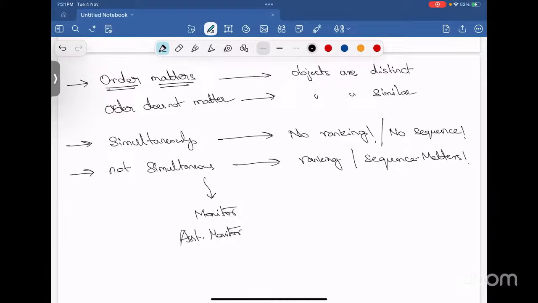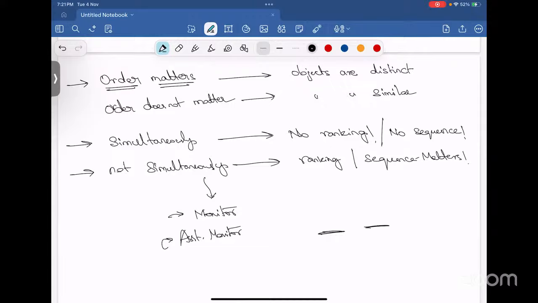Again, events occurring simultaneously or not simultaneously require at least 2 events. Here I'm going to select a monitor as well as an assistant monitor. So at least 2 places I need to talk about events occurring simultaneously or not. In this example, I have two positions, and one is superior to the other. There is some ranking, therefore they are not simultaneous events. You should perform one event first, then another event.